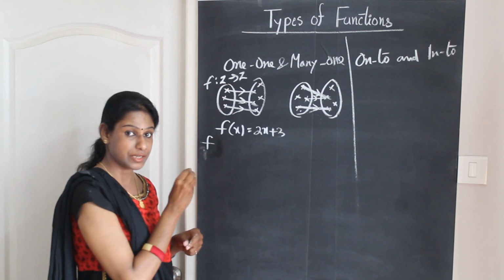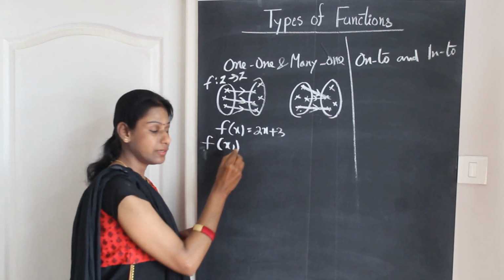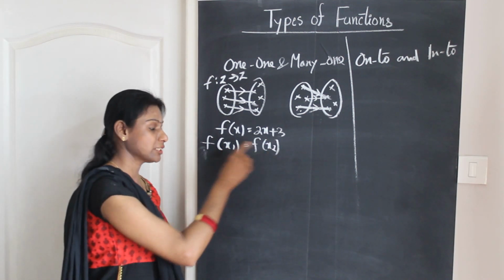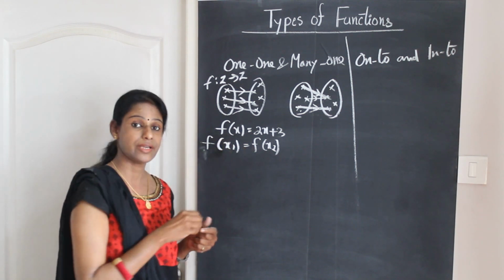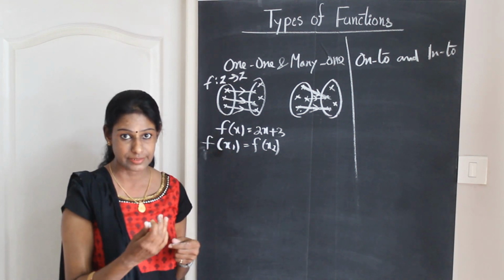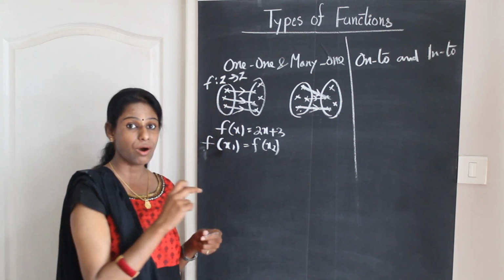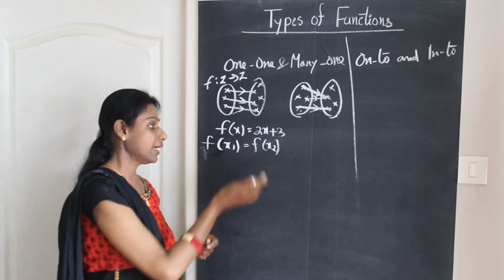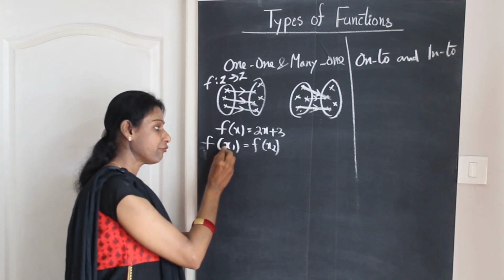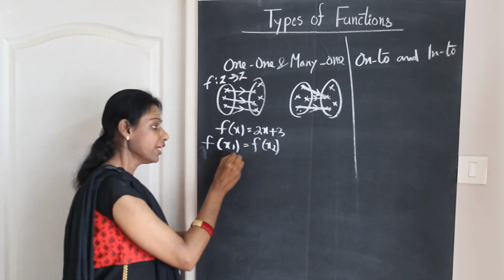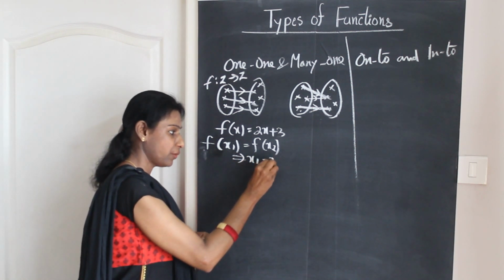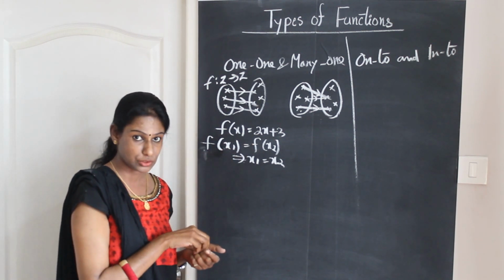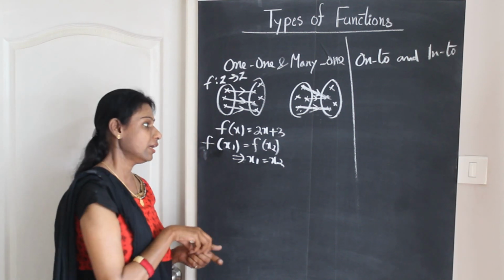If it is a one-to-one function, then f of x1 equal to f of x2 implies x1 must be equal to x2. What's the meaning of f of x1 equal to f of x2? The images of two elements are the same. If the images are the same, then the elements must be the same. If we can prove that f of x1 equal to f of x2 implies x1 equal to x2, then the function will be one-to-one. Let's check.